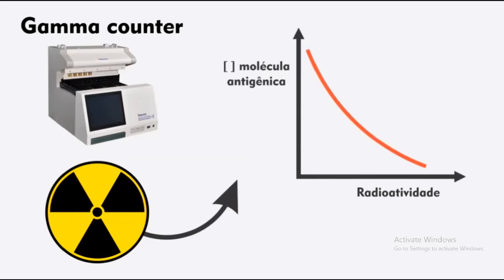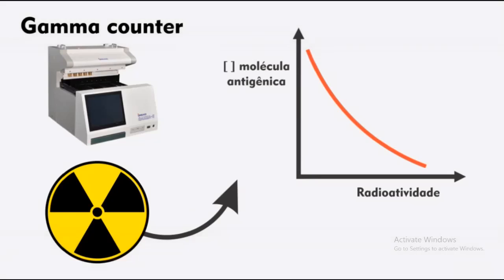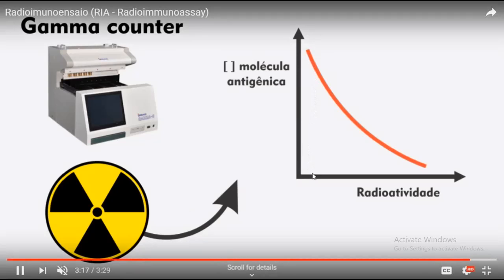Okay, so in this scenario, if you get a high radioactive labeled signal, then you will get a low concentration of your target. If you get a high concentration of your target, say there's high insulin in the plasma, then you will get a low radioactive signal. Okay.